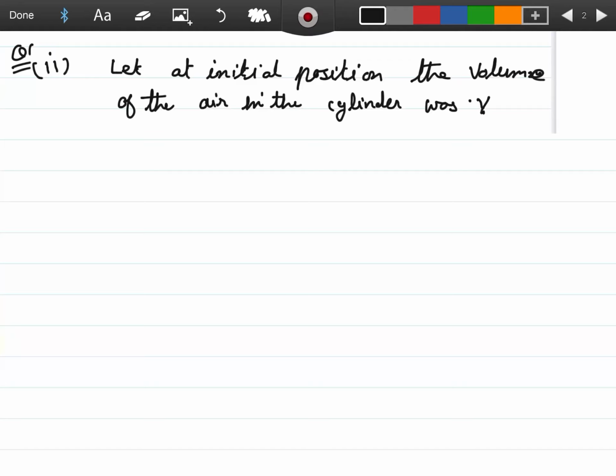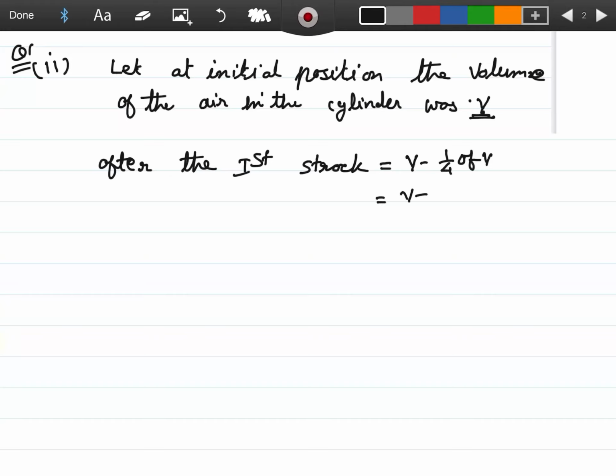After the first stroke, the initial volume was V. After the first pumping, that means when the pump removes air once, 1/4 of the air will be removed. That means V minus 1/4 of V, that is V minus V/4, which is 4V minus V over 4, that is 3/4 V.